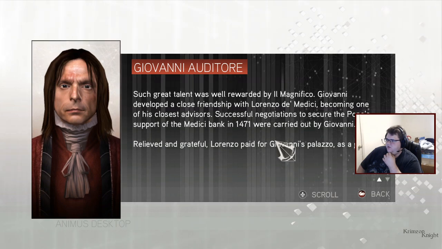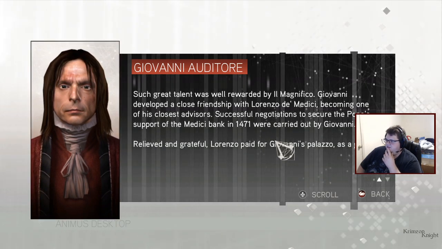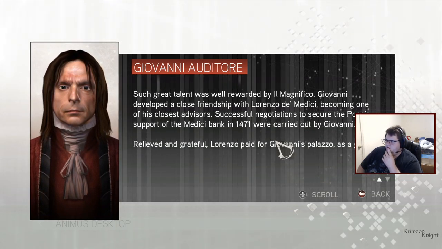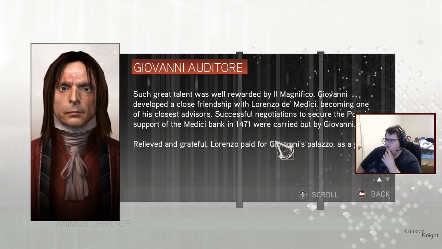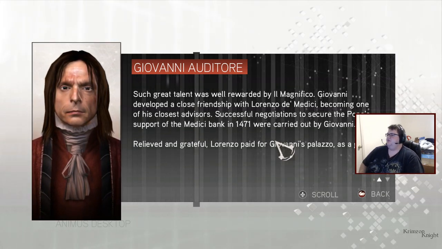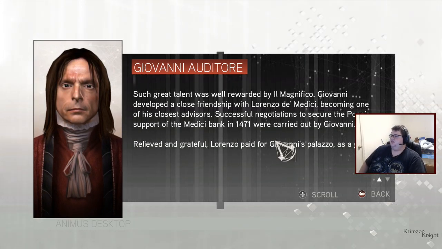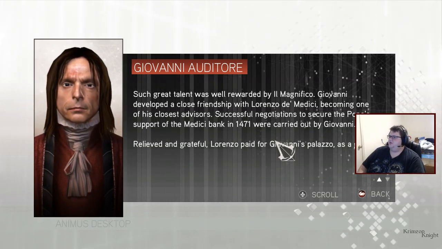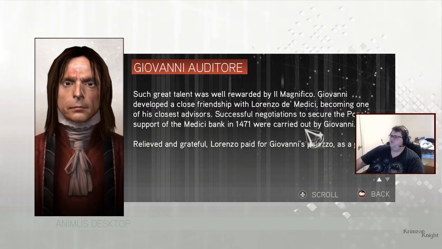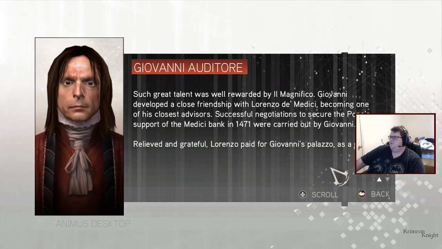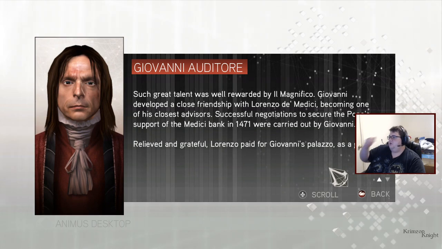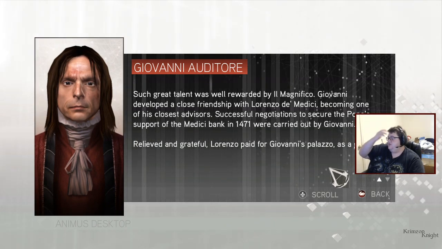Such great talent was well rewarded by Il Magnifico. Giovanni developed a close friendship with Lorenzo de' Medici, becoming one of his closest advisors. Successful negotiations to secure the Pope's support of the Medici Bank in 1471 were carried out by Giovanni. Relieved and grateful, Lorenzo paid for Giovanni's palazzo as a gift.